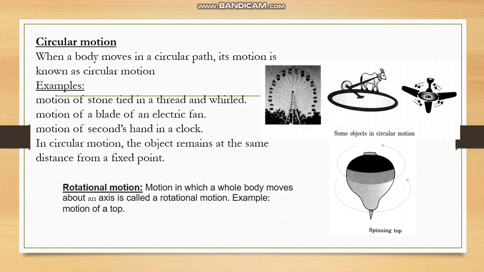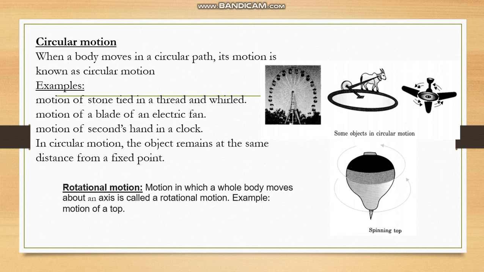Circular motion: the hands of a clock. The motion exhibited by the hands of a clock is called circular motion. Other examples: motion of a stone tied to a thread, motion of the blade of an electric fan, motion of the second's hand of a clock. In circular motion, the object remains at the same distance from a fixed point.